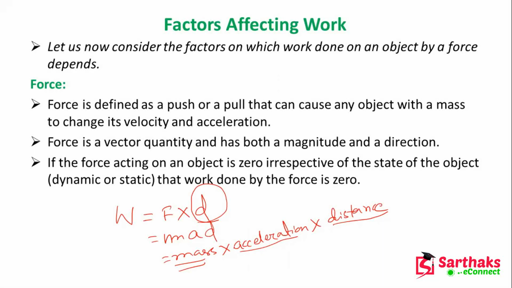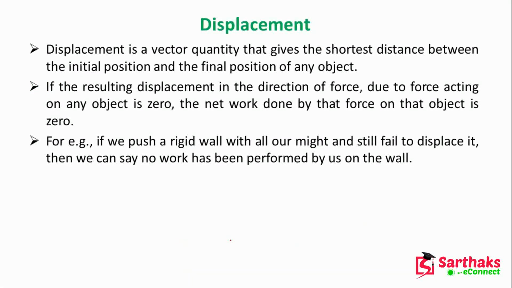And it is very, very important in which direction you are applying the force and in which direction the object is moving. So please remember all these points and try to understand what I am just going to tell. Now the displacement. Displacement is a vector quantity that gives the shortest distance between the initial position and final position. Suppose this is point A and this is point B. This much is called displacement.